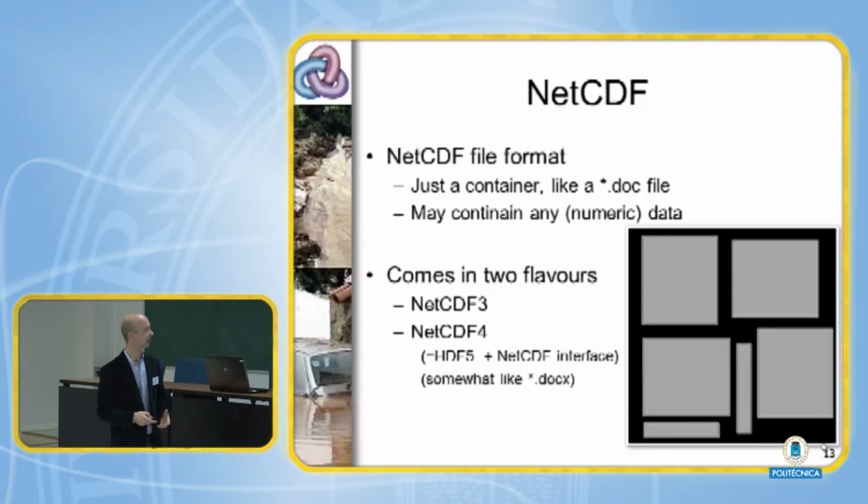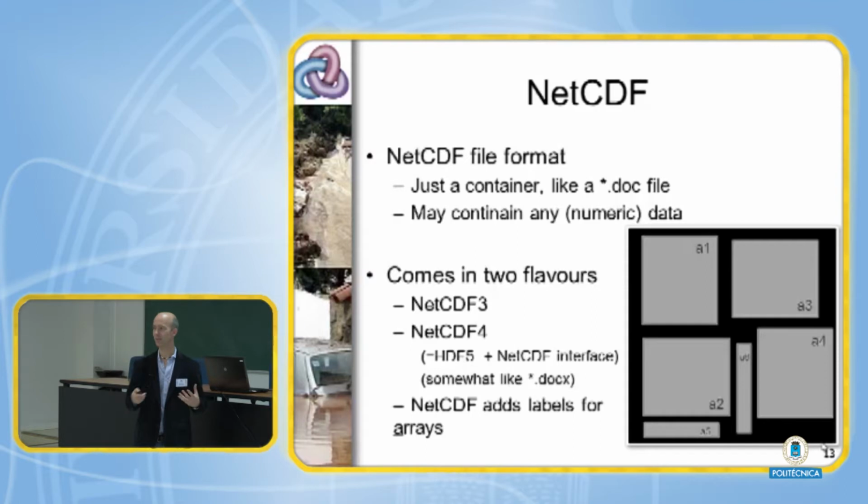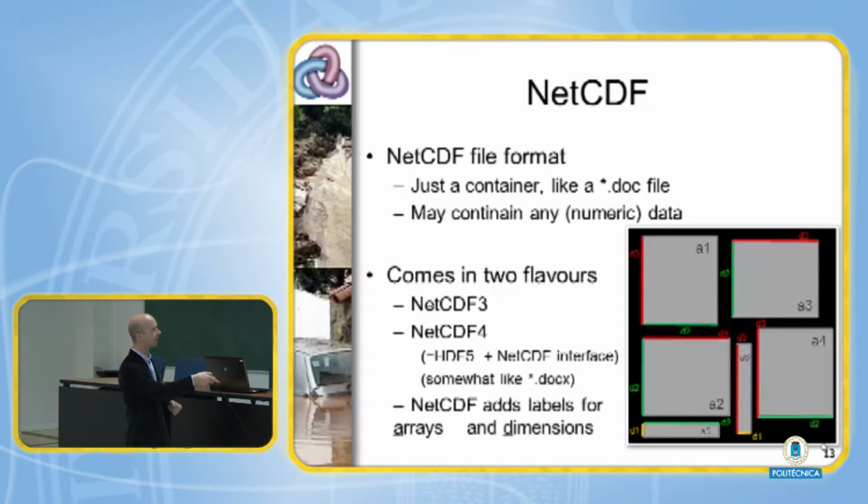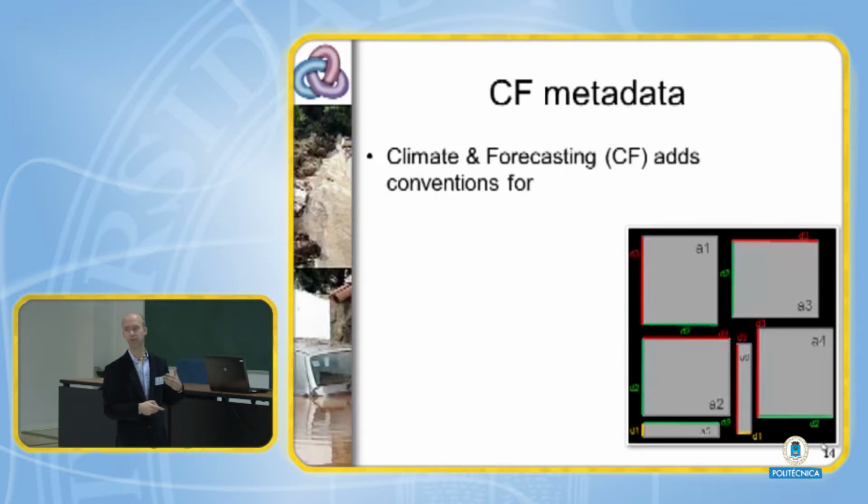What does NetCDF add to it? NetCDF adds labels for the arrays. Well, by themselves they are not that informative. And it adds labels for dimensions. And then you can start seeing, okay, well, these arrays share spatial or some dimensions. They may have some relationship. It's not just arbitrary arrays that are stored in this file. It also adds ways for adding metadata. And that's where we continue with the CF metadata.